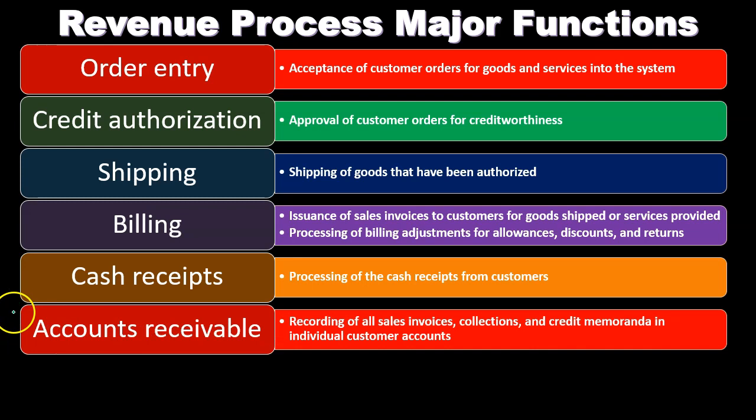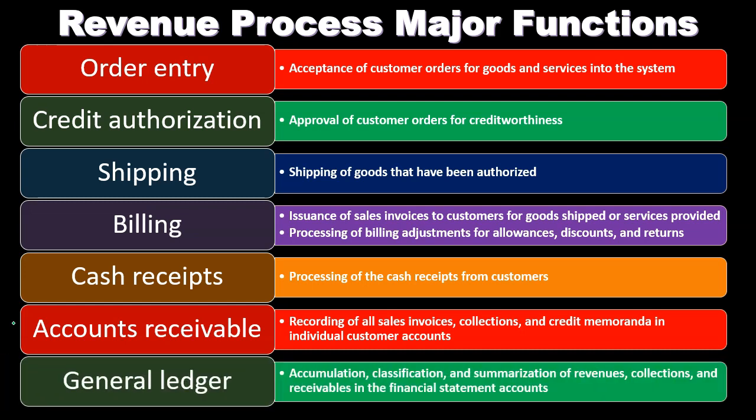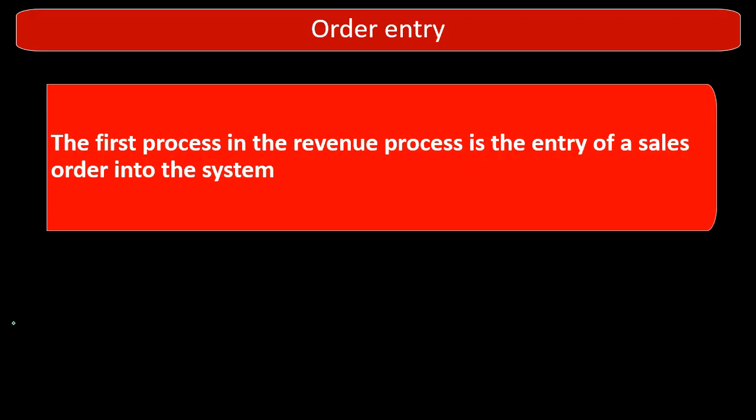And then we're going to have the accounts receivable, recording of all sales invoices, collections, and credit memorandum in the individual customer accounts. We need to be tracking the customer accounts within, of course, the accounts receivable and related subsidiary ledgers. And then we have to be considering the general ledger, the GL type accounts, which is the accumulation, classification, summarization of revenues, collections, and receivables in the financial statement accounts.